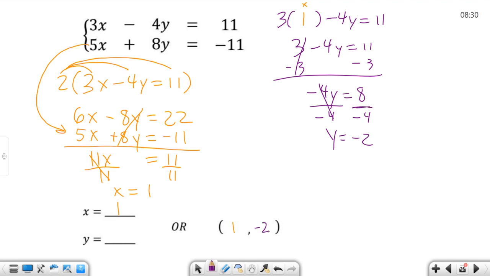So let's plug it in here. Since I used the top equation to find my last variable y, I'm going to check it in this equation. So if I check it there, 5 times 1, what is 5 times 1? That's 5, right? And then 8 times negative 2. What is positive 8 times negative 2? That's minus 16. And 5 minus 16 is negative 11. And guess what? That checks out, doesn't it?